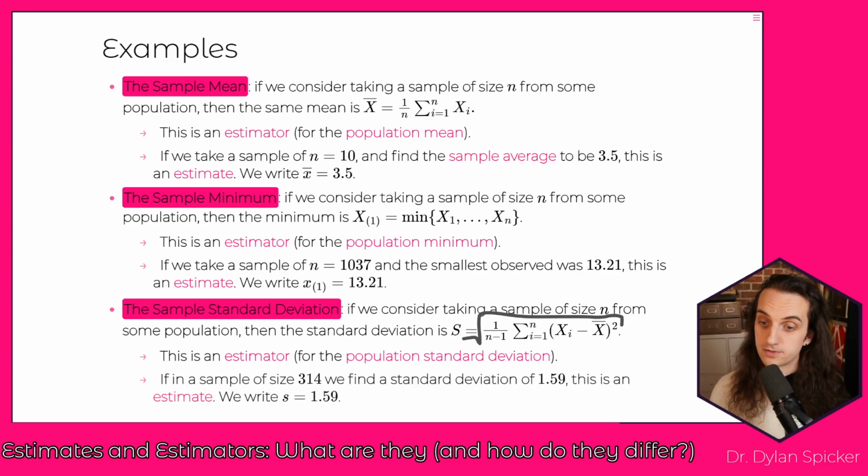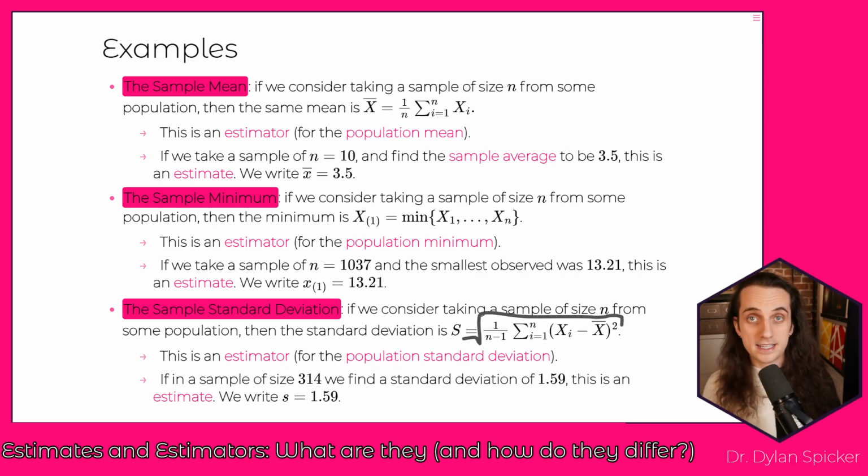Now, of course, if we observe some specific sample, a sample of size 314, and we find a standard deviation of 1.59, then this is an estimate. Again, when it's an estimator, we write it with capital letters. When it's an estimate, we write it with lowercase letters. Estimators are the functions. They are random. They get capital letters. Estimates are specific values. They're non-random. They get the lowercase letters to go along with it.